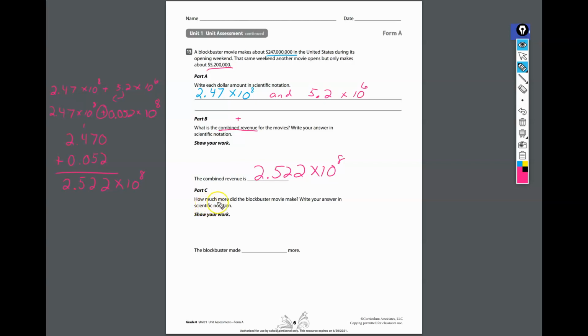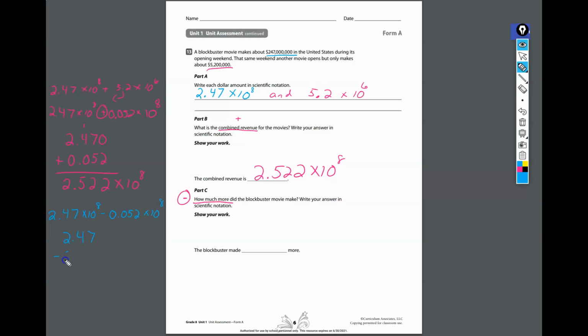Part C, how much more did the blockbuster movie make? Write your answer in scientific notation. How much more? So that means we need to subtract. Now, if I take what I just did and keep it, because whether you're adding or subtracting, you needed to convert the smallest into the biggest. But now I'm just going to subtract. So I'm going to keep that 0.052 times 10 to the 8th. And I'm going to subtract the numbers.